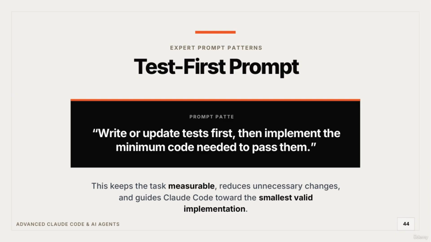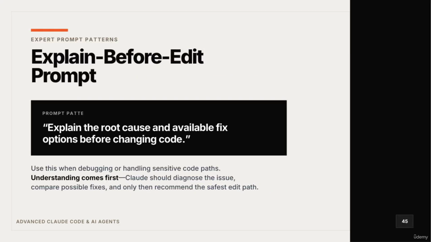Here we're looking at an expert prompt pattern called the explain before edit prompt. The idea is to have the AI, in this case Claude, first explain the root cause of an issue and outline the potential fix options before making any code changes. This approach is especially valuable when you're debugging or dealing with sensitive parts of your code base. By having Claude diagnose the problem and weigh the different solutions, you get a clearer understanding of the situation. Then, only once the safest and most effective editing path is identified, Claude recommends the actual code edits. This method reduces risks and helps ensure any changes are well-informed and precise.